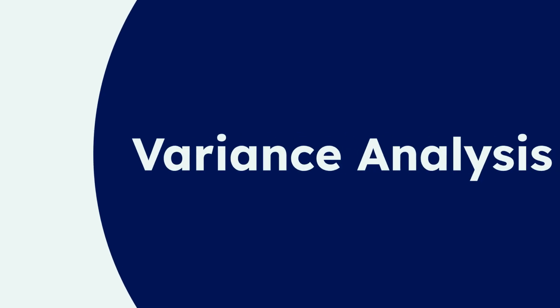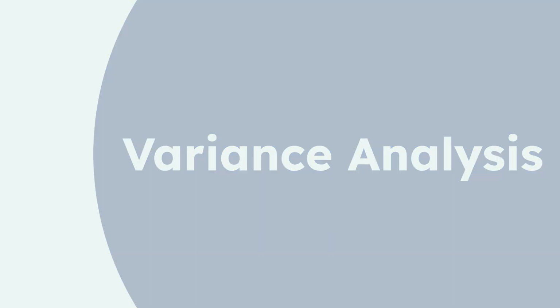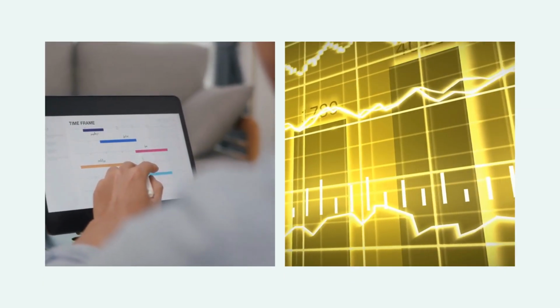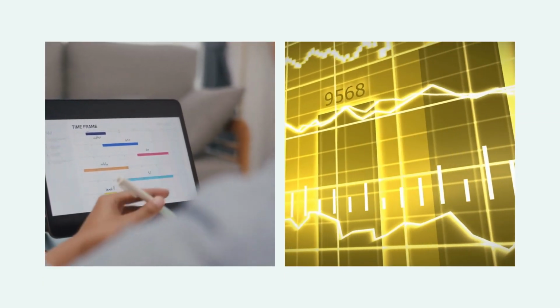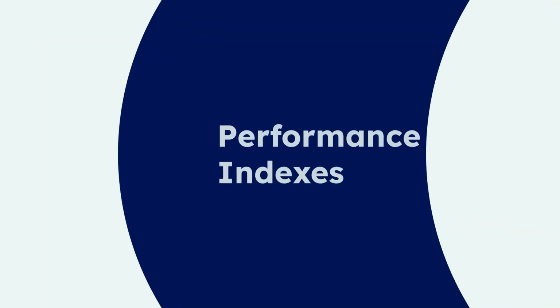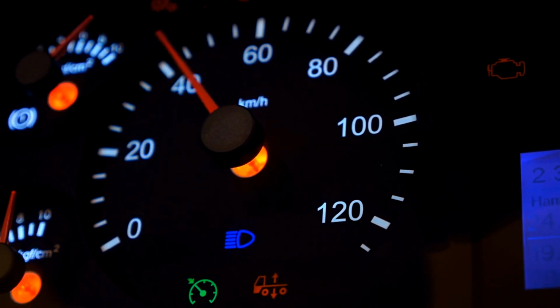Now let's look at how we measure variances. We will be exploring schedule variance and cost variance. Performance indexes tell us how efficient we are. We'll cover SPI and CPI.